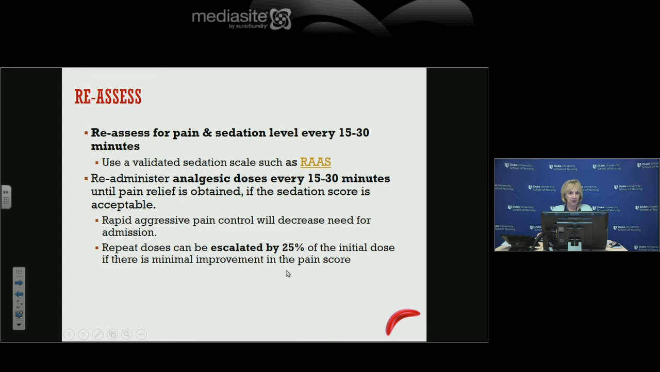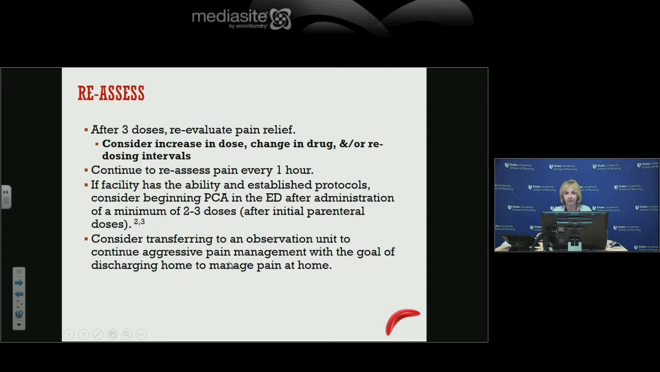The guidelines also recommend considering escalation by 25% if there's no improvement in the pain score. So if they're really not getting anywhere with the first dose or the second dose, you may need to increase the dose. And then we've talked about reassessing after 3 doses, but then continuing to reassess at least every hour.